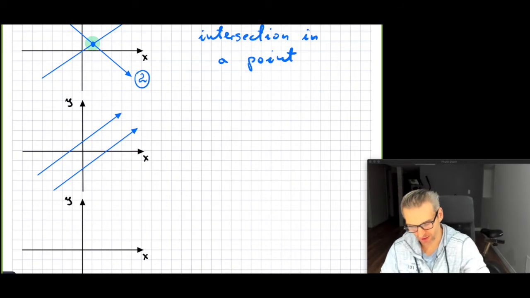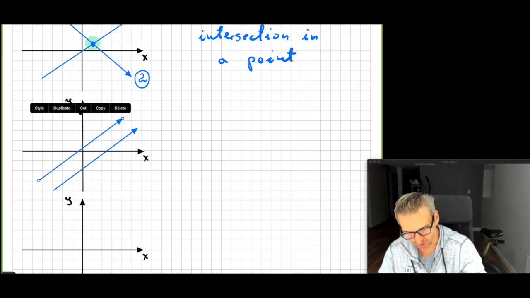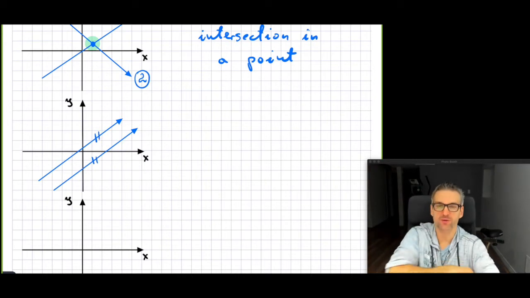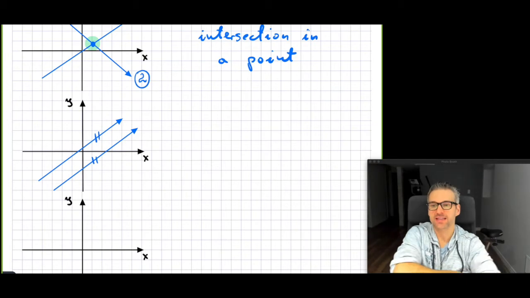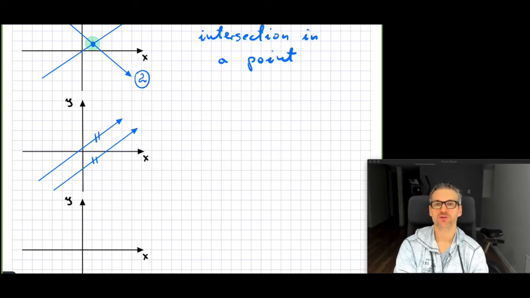And sometimes for parallel lines, what we will do is put these two little slashes through them so that we know they're parallel. Some people just put one slash through each. Now, what does it mean to be parallel? We basically mean that they have the same slopes, right?